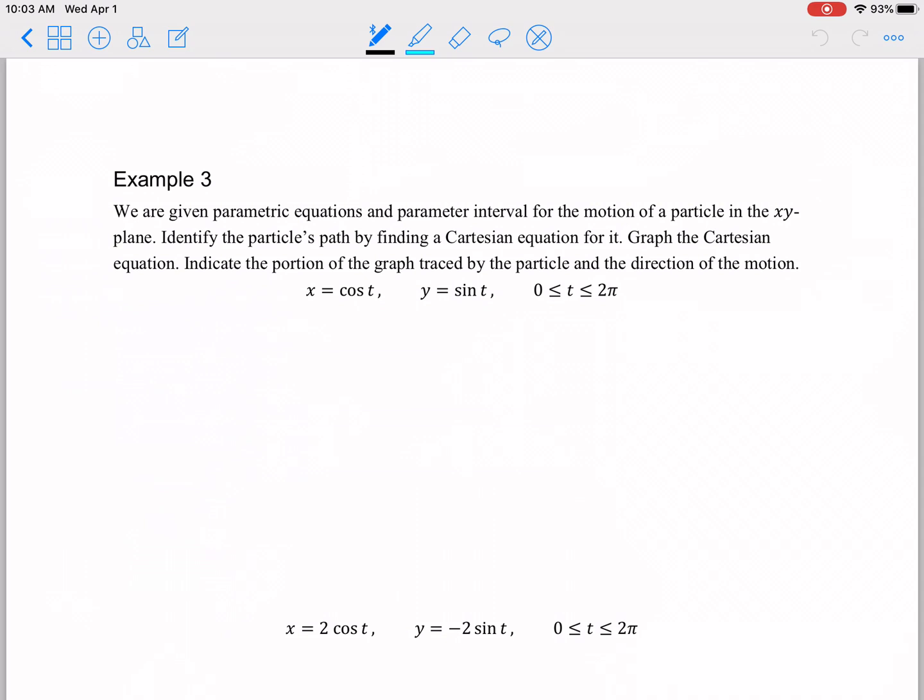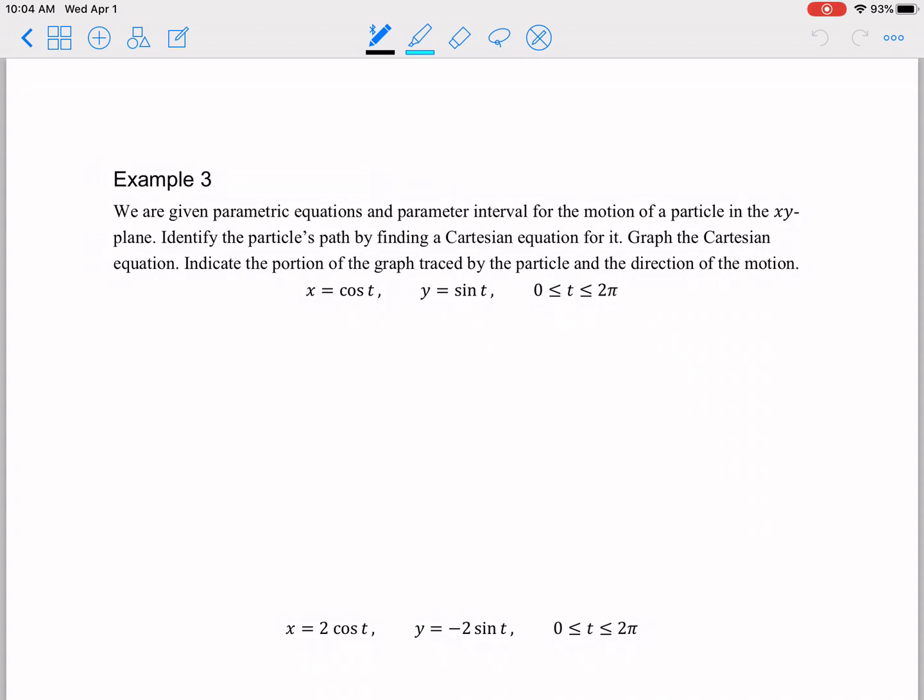We're given parametric equations and a parameter interval for the motion of a particle in the xy plane. Identify the particle's path by finding a Cartesian equation for it. Graph the Cartesian equation, and indicate the portion of the graph traced by the particle and the motion. So when I look at this, first I want to think, what kind of motion am I going to see here? Well, in the x direction, we're moving according to cosine. In the y direction, we're moving according to sine. And hopefully that's familiar to you, and we're going from 0 to 2 pi.